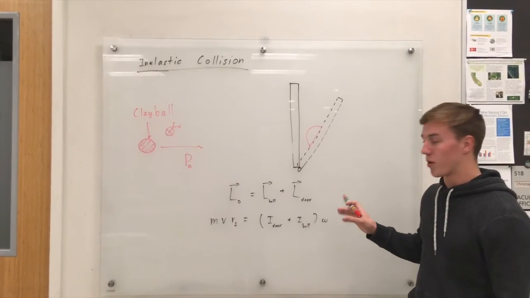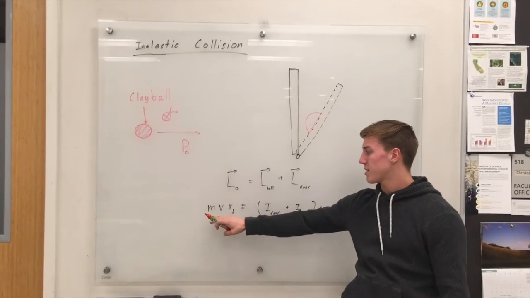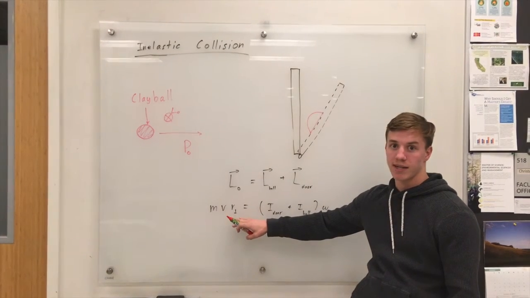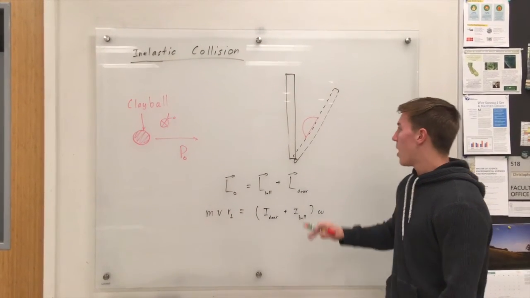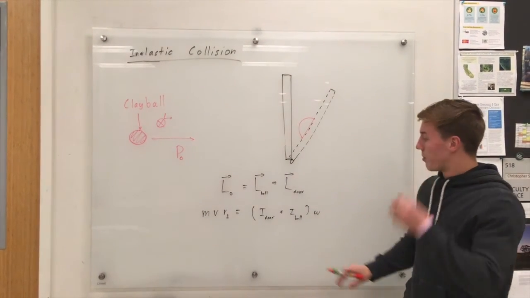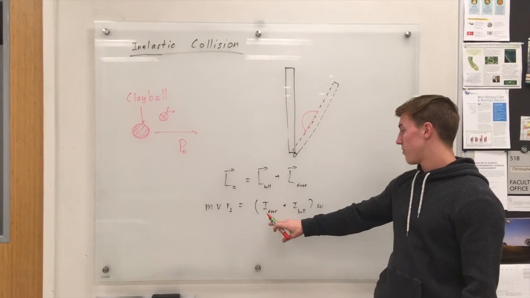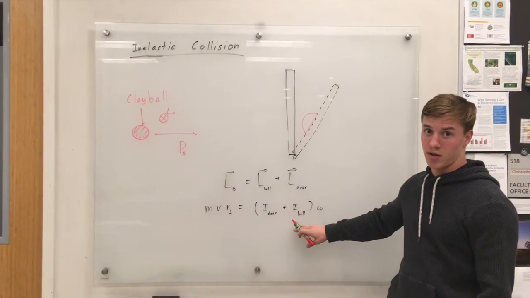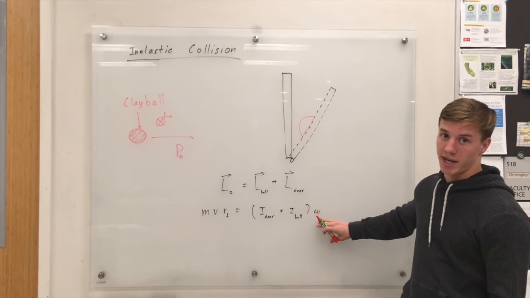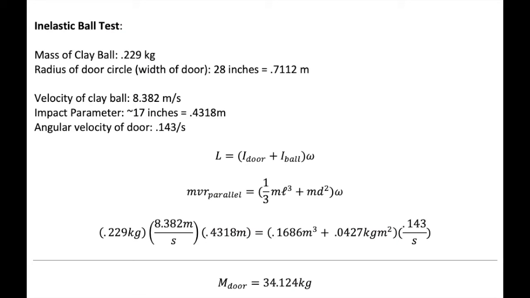And when we look at it more in depth, we know that the mass times the velocity times the perpendicular radius, right, L naught, of the ball originally will be equal to the moment of inertia of the door plus the moment of inertia of the ball times their omega. For this test, we already knew that the radius of the door was about 0.7 meters, and we measured that the mass of the clay ball was about 0.23 kilograms.